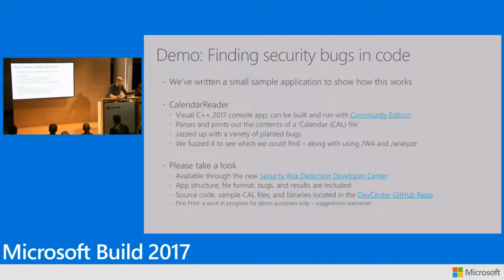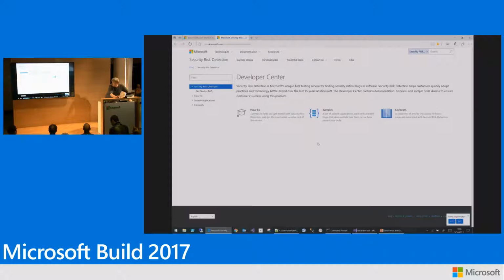So let me show you this. This is available through the new Security Risk Detection Developer Center. I will go ahead and show you what this is. This is available right now. It's at docs.microsoft.com/en-us/security-risk-detection. Oh, you guys don't see that. I'm sorry. All right, I'm going to cancel out of this for right now and show you. Yeah, here it is. Okay, this is the Developer Center.